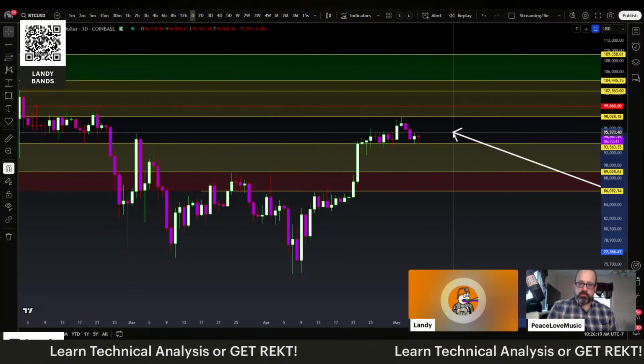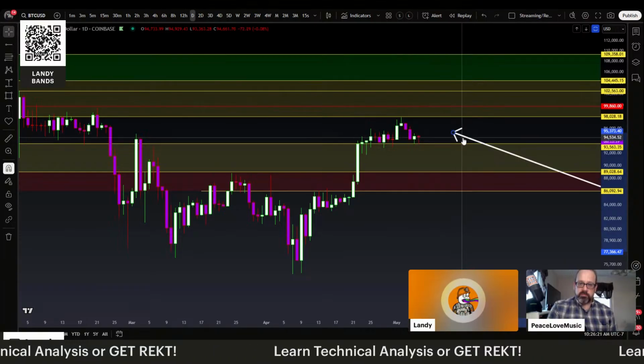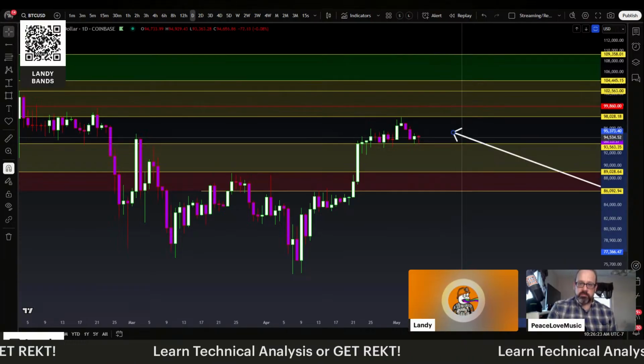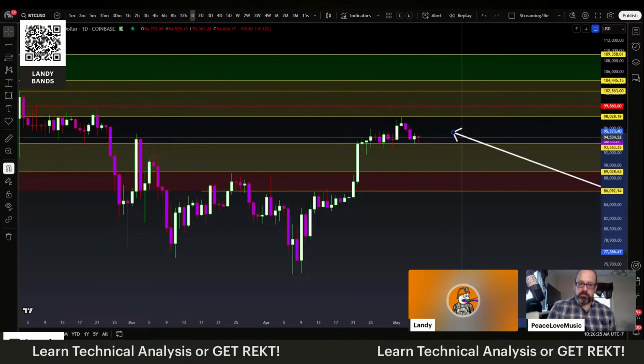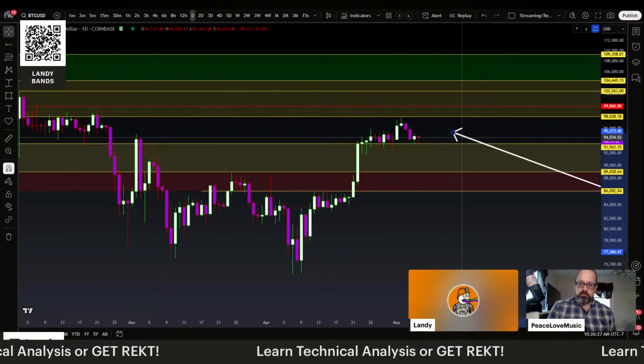Right. So you could take the opposite macro view to the daily view, and the daily view up to the macro view on the weekly, or the more macro view, I should say.